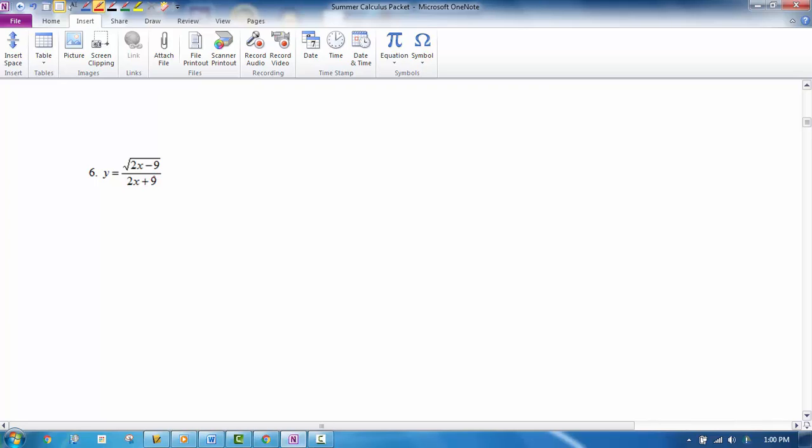We can't have zeros in the bottom, so if we set that equal to 0, subtract, and divide, we get x equals negative 9/2. So we can't have x be equal to negative 9/2.